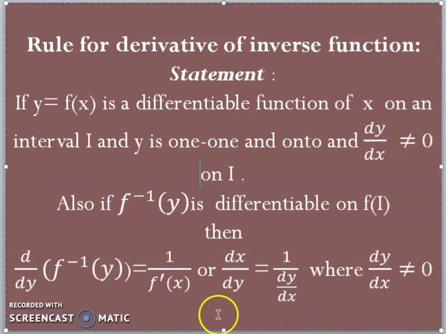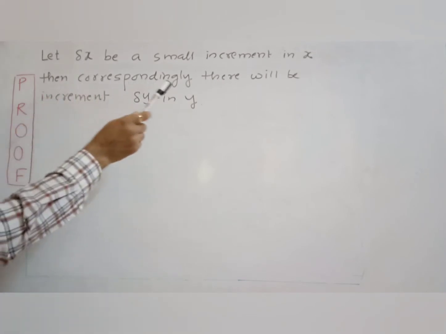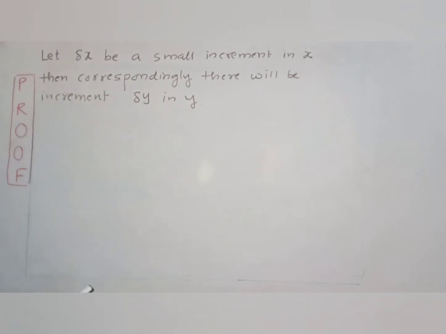Now we shall see the proof. Let delta x be a small increment in x, then correspondingly there will be an increment delta y in y.